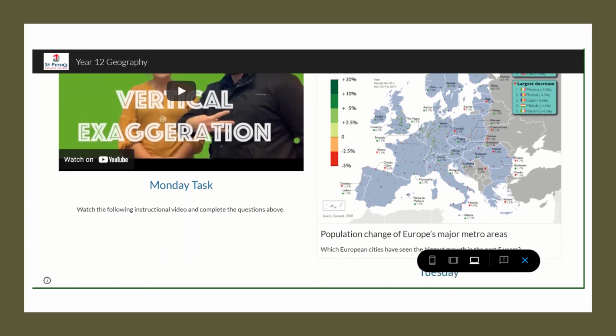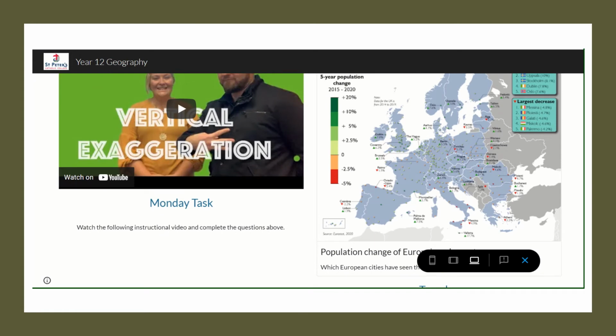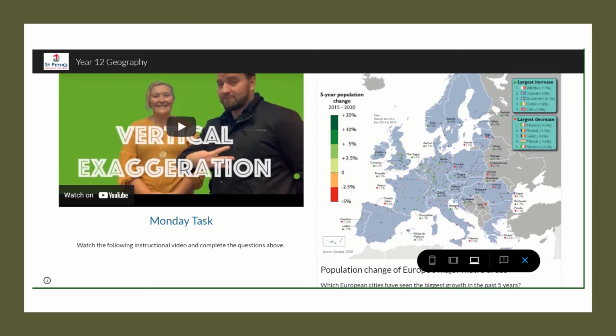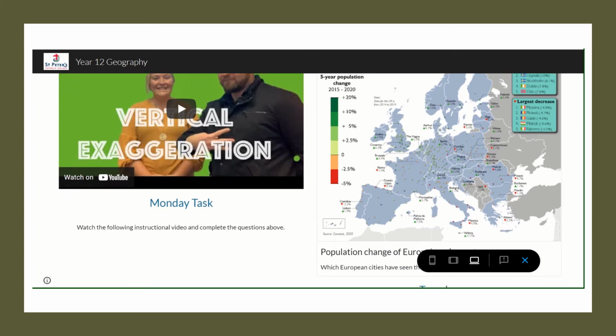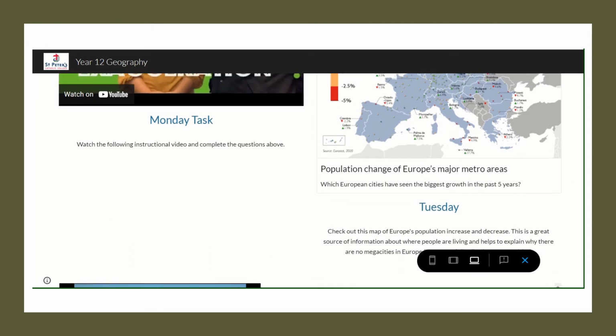And then for Tuesday's task, I've got a really good, different type of map with 5-year population change in dots. Again, this is sort of like a thematic map, and it talks about where Europe's major cities are going to change.